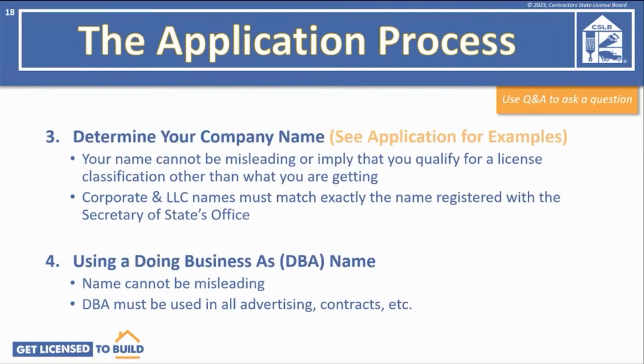The next step is to determine your company name. See the application instructions for examples. Some things to keep in mind. Your name cannot be misleading or imply that you qualify for a license classification other than what you are getting. For example, if you're going to apply for a C36 plumbing license, you cannot have a company of John Smith Plumbing, Construction, Heating, and Drywall.